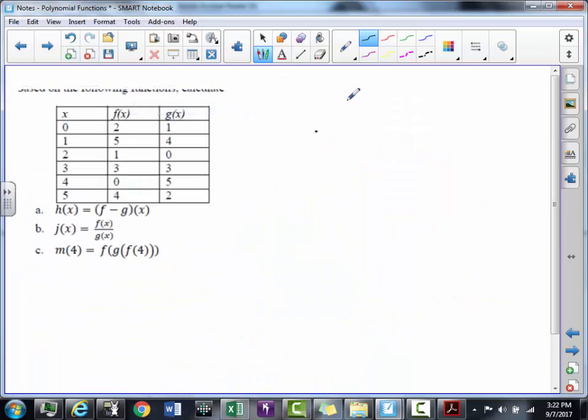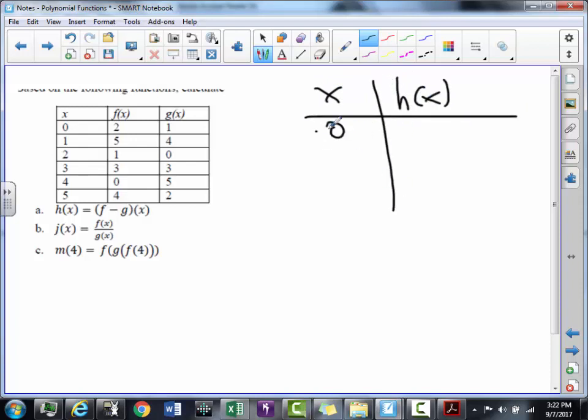So what you could say is that for x and for h of x, if you have x is 0, what happens when you subtract these two things? It gives you 1. Whereas when x is 5, 4 minus 2 gives you 2. You get how that works there?